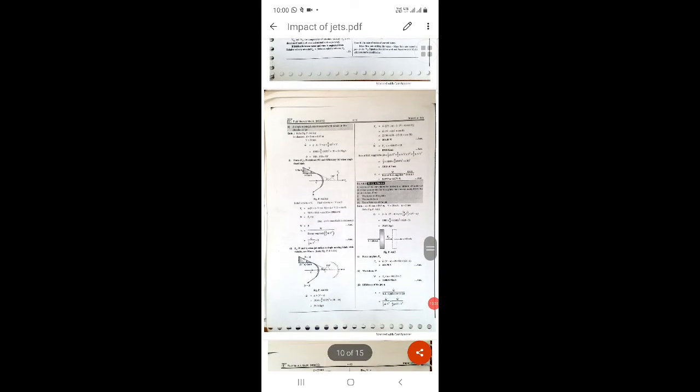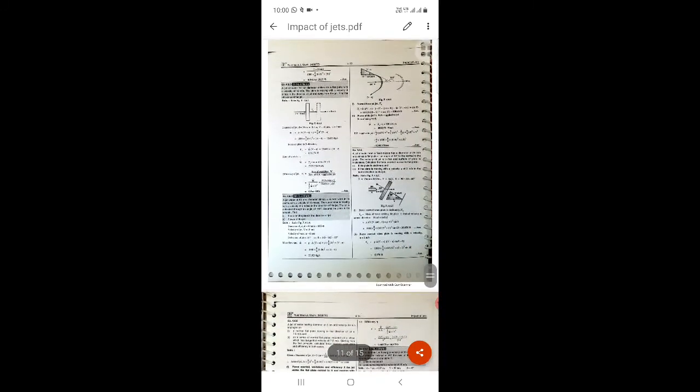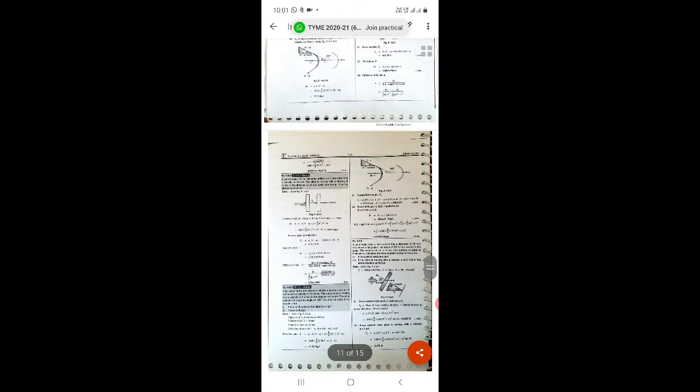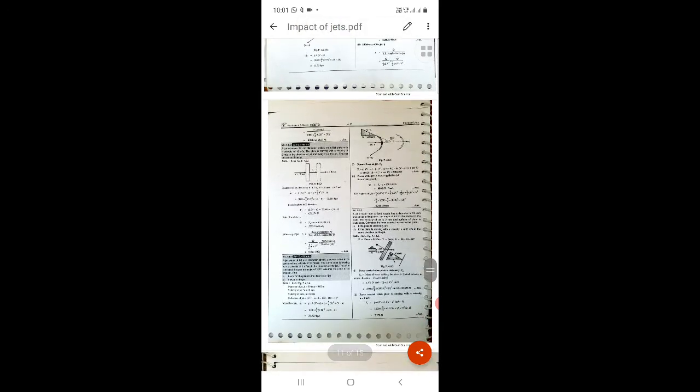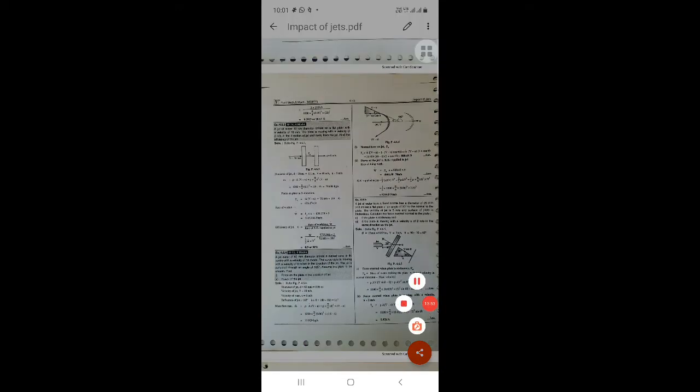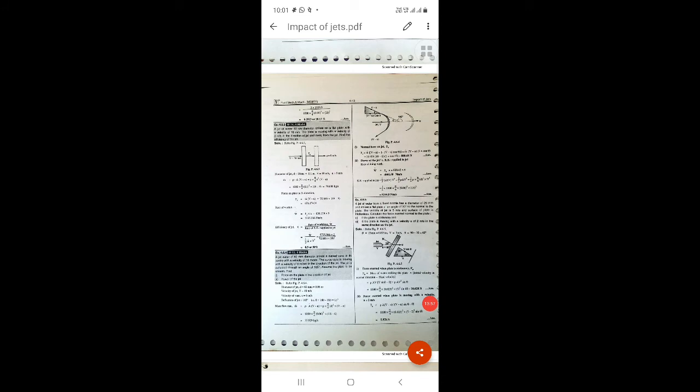So let's see an example on this case, a 4 marks question. A jet of water of 60 mm diameter strikes a curved vane at its center with a velocity of 80 meter per second. The vane moves at a velocity of 6 meter per second, and the jet is deflected at an angle of 165 degrees. Assume the vane to be smooth. Find the force on the plate in the direction of the jet, and find the power.